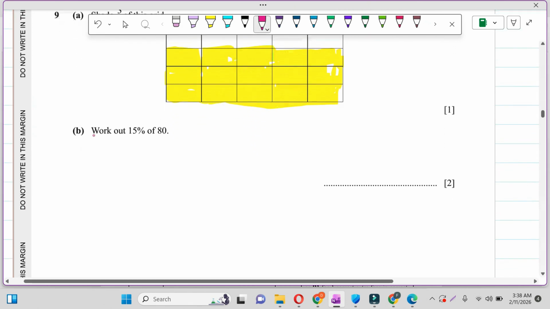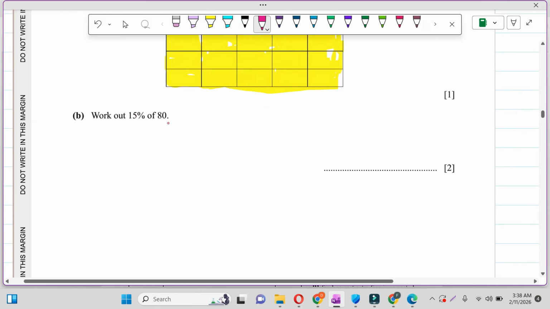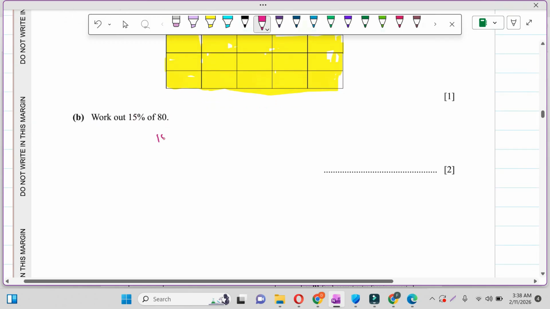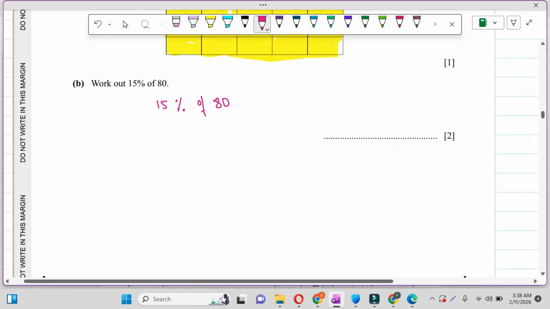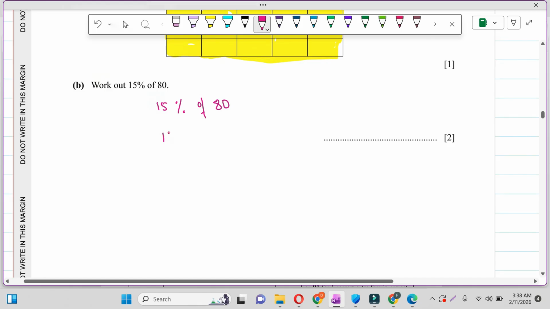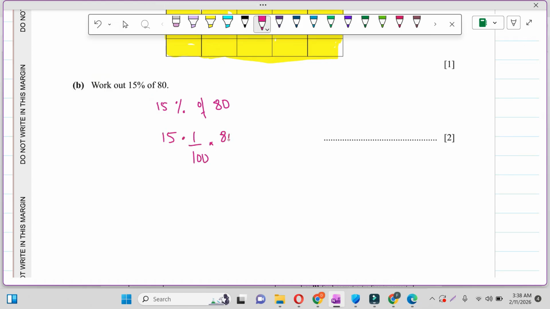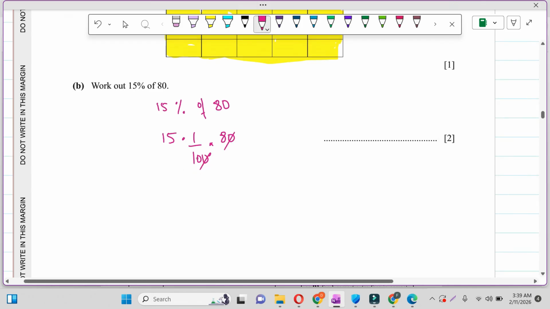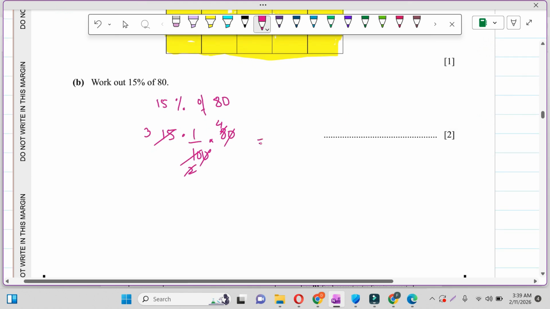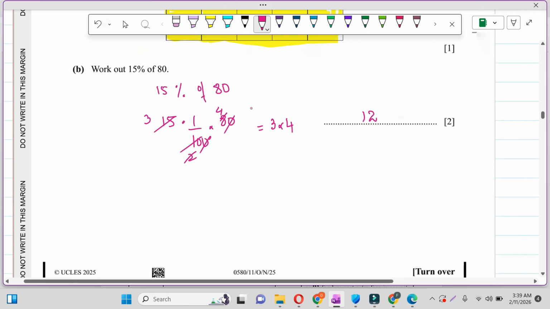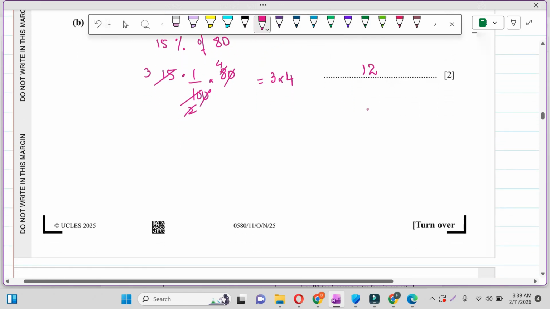Okay. Part B, work out 15% of 80. We need to find 15% of 80. So we know that percent itself is 1 over 100. So we can write 15 times 1 over 100 of 80. This one will be cancelled out, and this one 2, and this one is 3, and this one is 4. So we will have 3 times 4, which is 12. So we have 15% of 80 is 12.